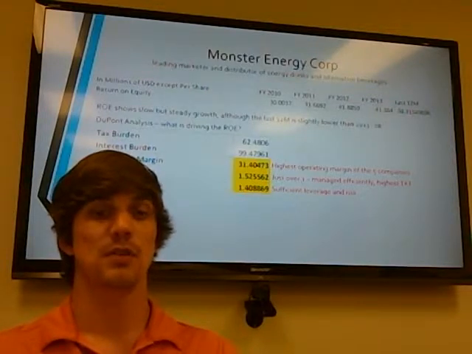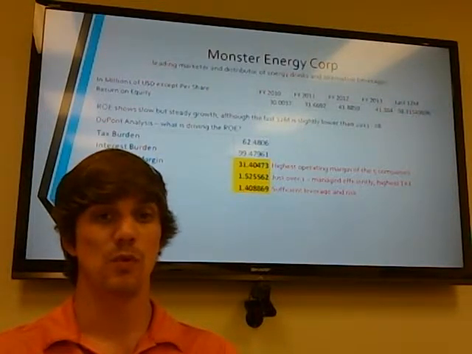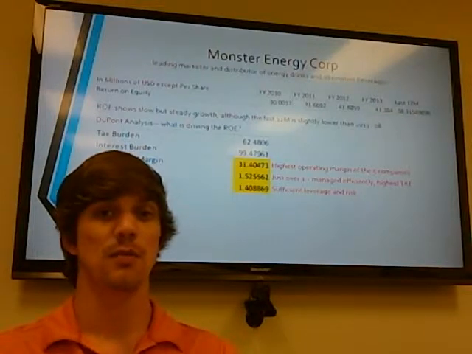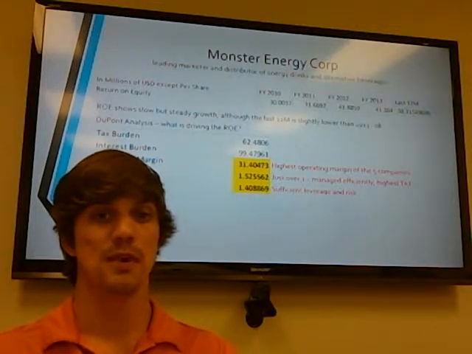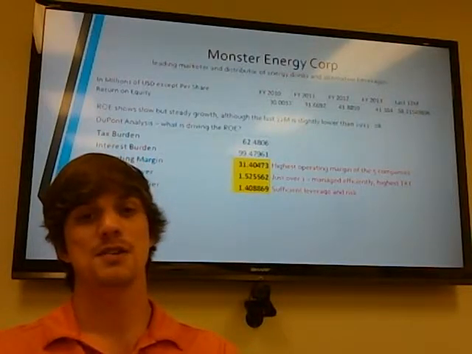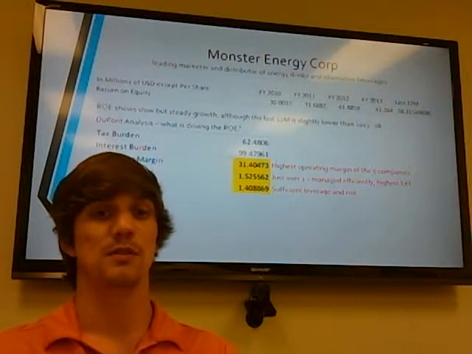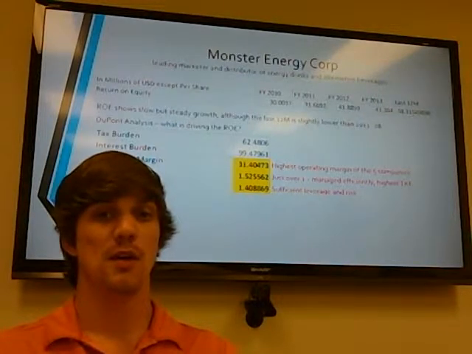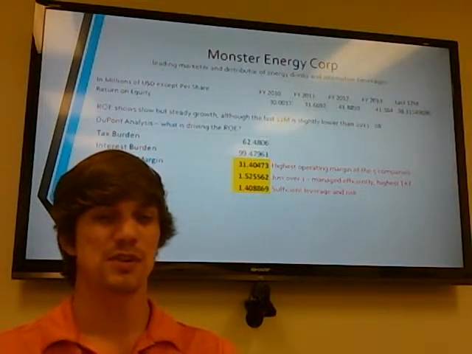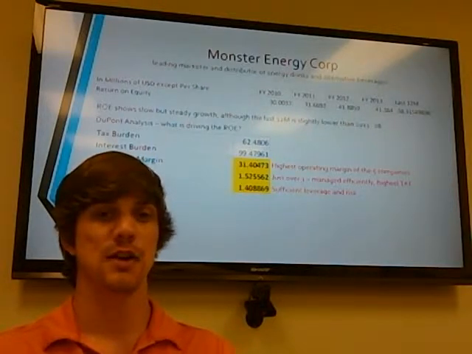As you can see, their operating margin is 31.4, which is really good. They were actually the highest ROE and the highest operating margin of the 5 top companies. Their total asset turnover shows that they're managing their assets pretty efficiently, being over 1, and they also had the highest asset turnover as well.